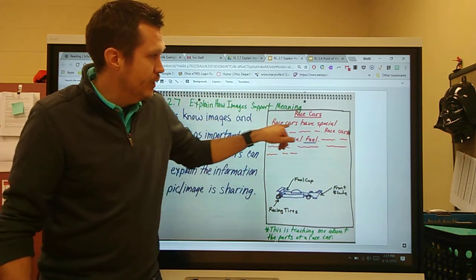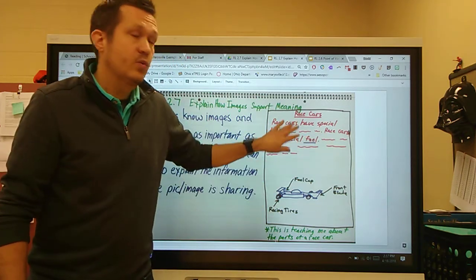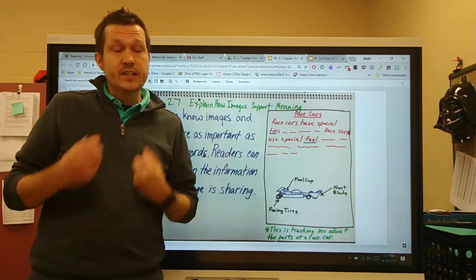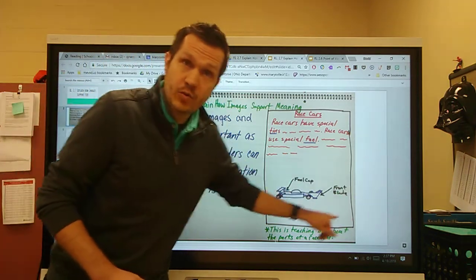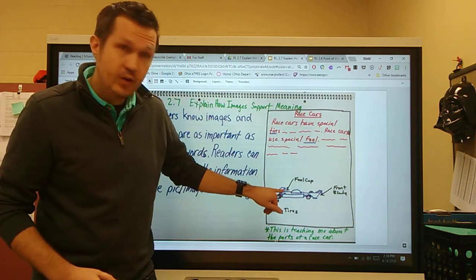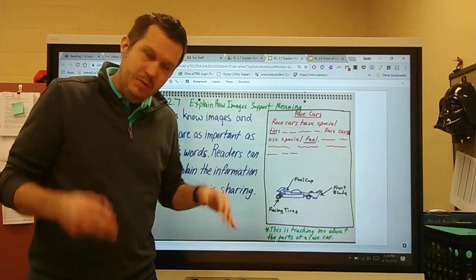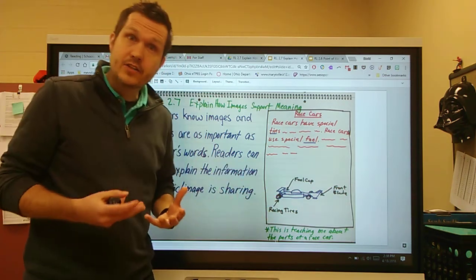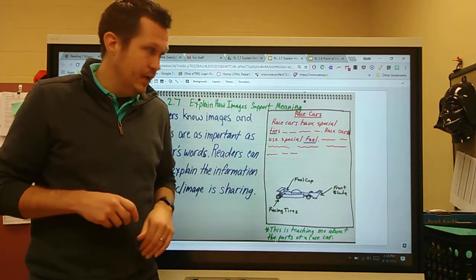So here it's talking about race cars, how they have special tires, and race cars have special fuel. So the words are talking to me all about how race cars have special tires and fuel. So it's teaching me about race cars. Here's the visual, the diagram, the picture. This is talking about the fuel cap, and it's showing me. So I know the fuel cap's right there. The tires are black and a little bit bigger, so I'm learning about the racing tires on a racing car. And there's a front blade on it that probably helps keep it down to the ground.